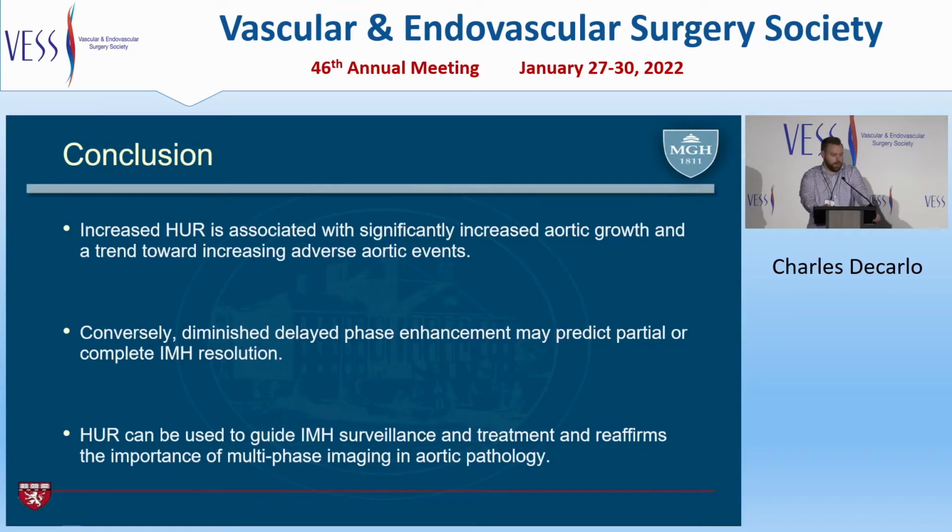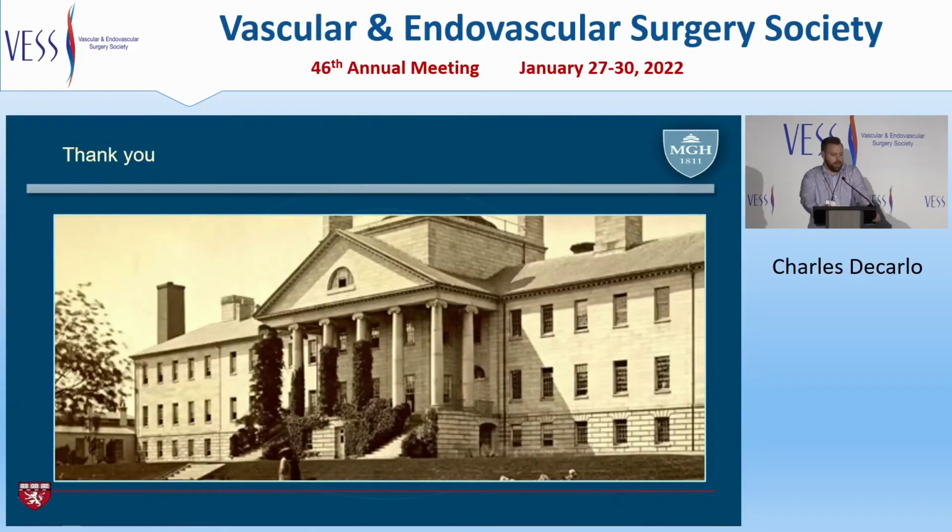In conclusion, increasing Hounsfield unit ratio was associated with significantly increased aortic growth and a trend towards increasing adverse aortic events. Conversely, diminished delayed phase enhancement may predict partial or complete IMH resolution. Hounsfield unit ratio can be used to guide IMH surveillance and treatment and reaffirms the importance of multi-phase imaging in aortic pathology. Thank you.